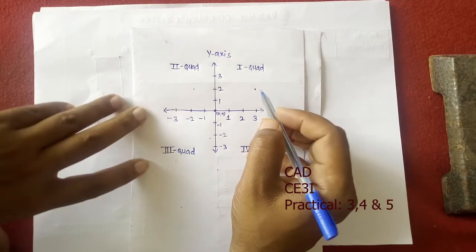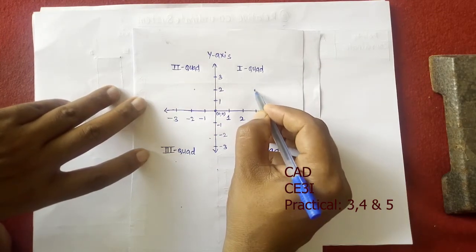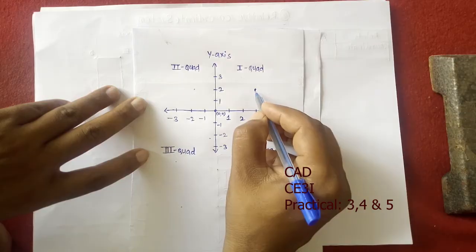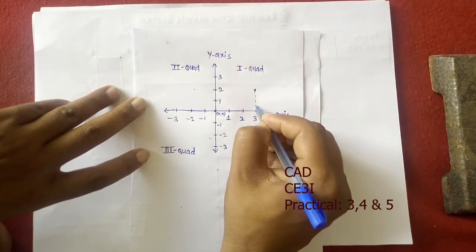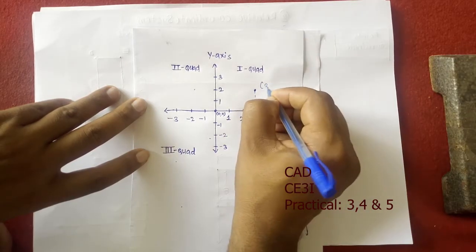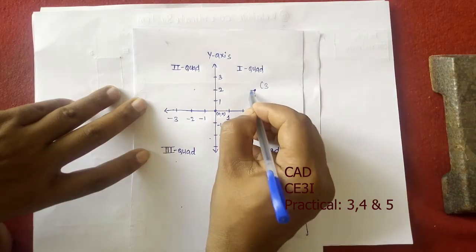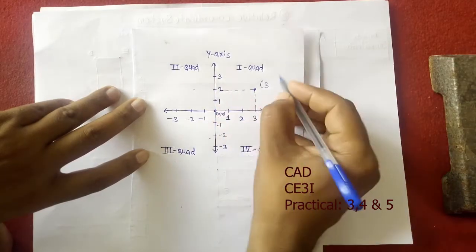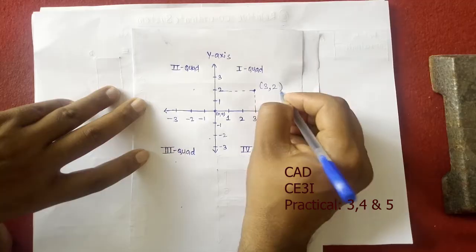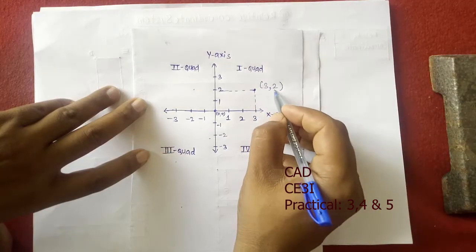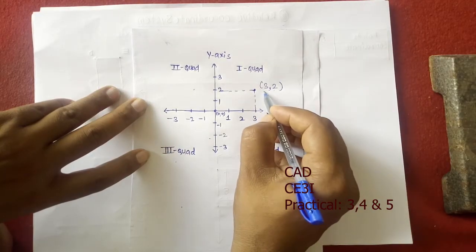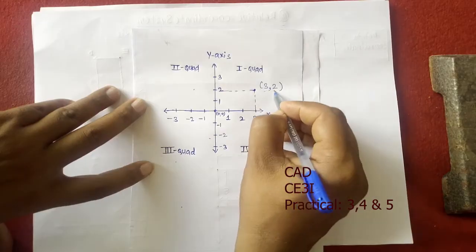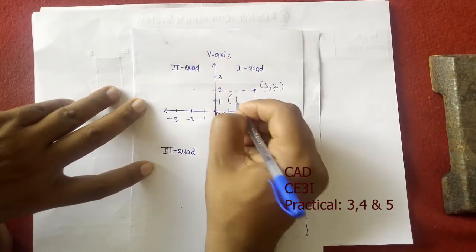Let us take an example. Let us calculate the coordinates of this point. For this point, the x coordinate is 3 and the y coordinate is 2. So from this example you can understand that both the coordinates, x coordinate and y coordinate, are positive in the first quadrant.